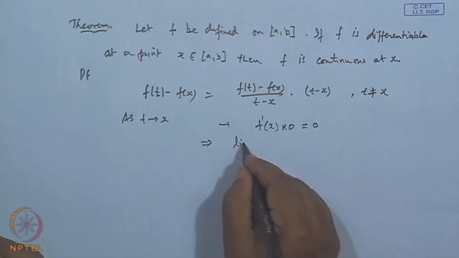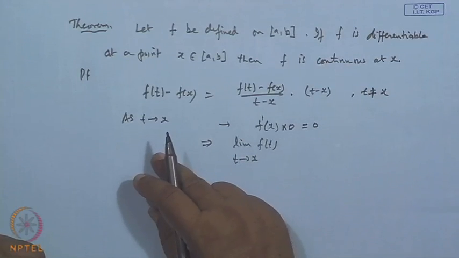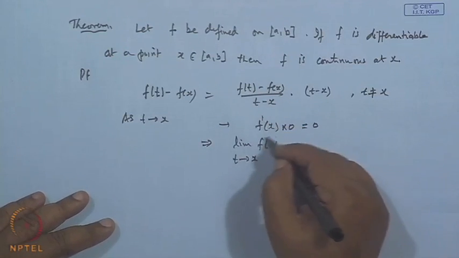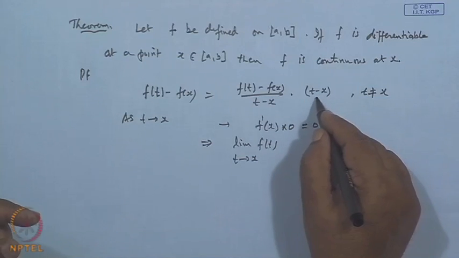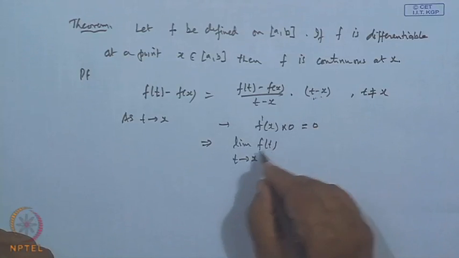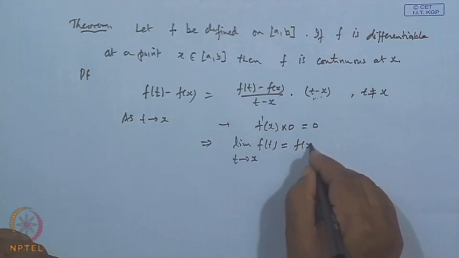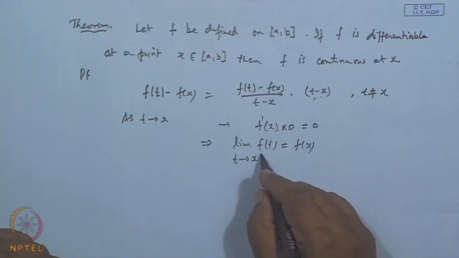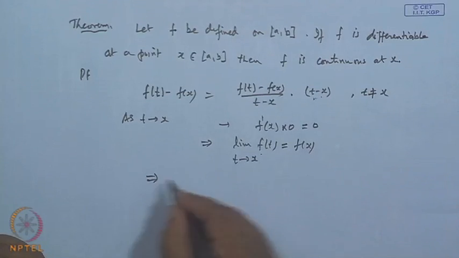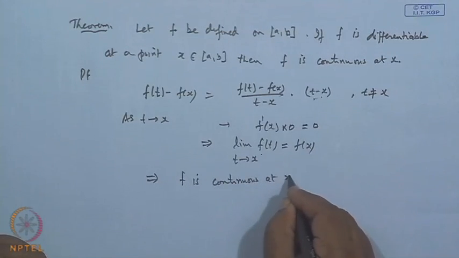Therefore, the limit of f t when t tends to x, either from the left hand side or from the right hand side, if this limit exists, both will be equal. It will always give the derivative, and this will go to 0 whether we approach t to x from the left or right. So, when t tends to x, f t will be equal to f x. That is, the limit exists and is equal to the value of the function at the point where the limit is required. This implies the function f is continuous at the point x.